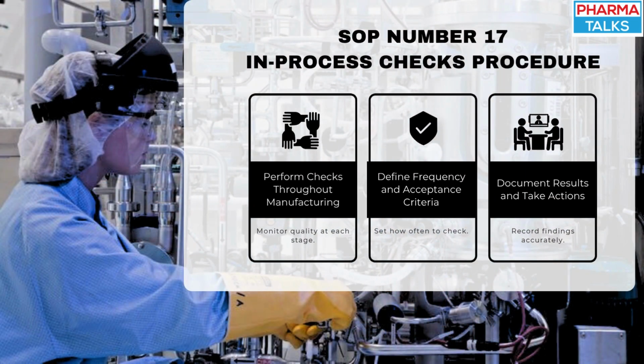SOP number 17 outlines a procedure for conducting in-process checks during batch operations. These checks are performed throughout the manufacturing process to ensure that the product meets quality standards at various stages.